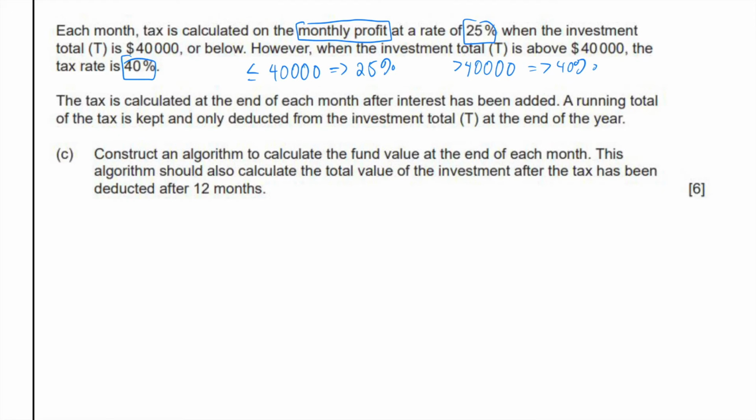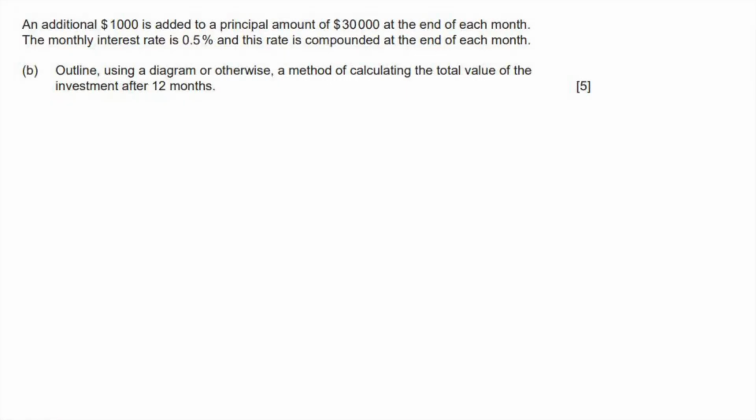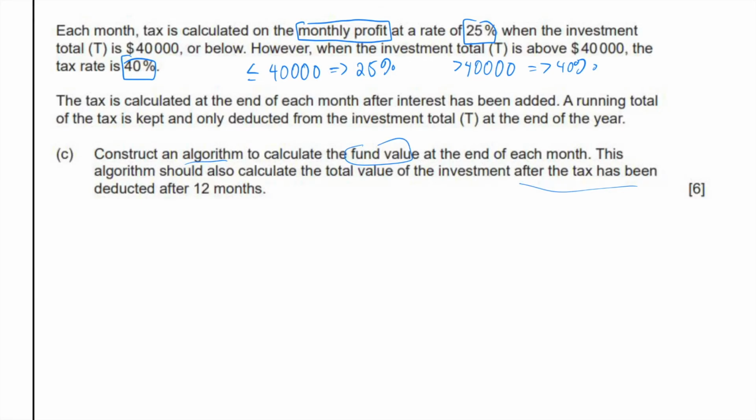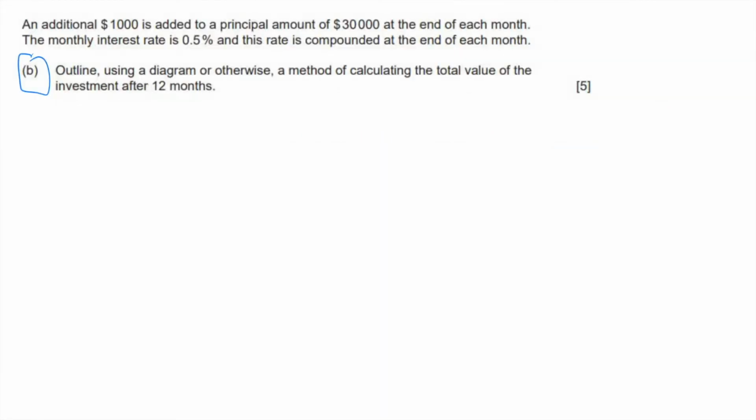Now, let's just take a look at the problem. It says construct an algorithm to calculate the fund value at the end of each month. This algorithm should also calculate the total value of the investment after the tax has been deducted after 12 months. So in many ways, this resembles the spreadsheet problem that we looked at initially. And in fact, in order to write this algorithm, we need to use some information from part B of this problem. Part B actually precedes this problem, and it contains some information like the amount of money we're starting out with, the amount of money that's being added each month, and the interest rate.